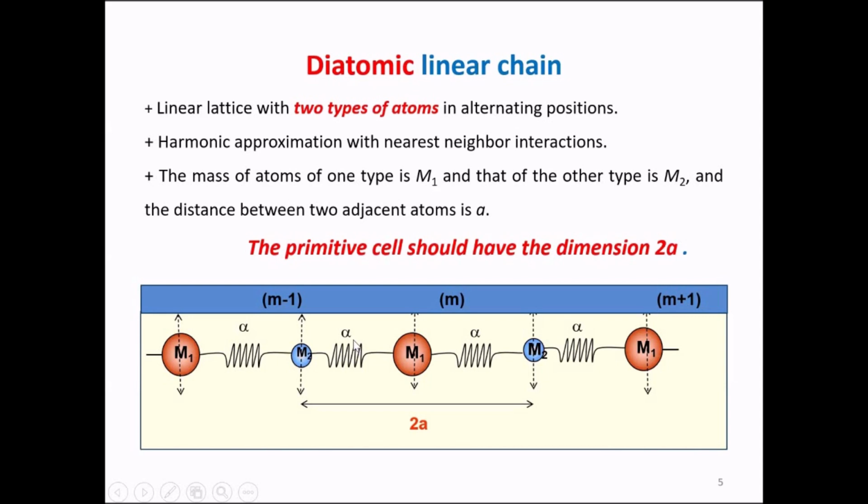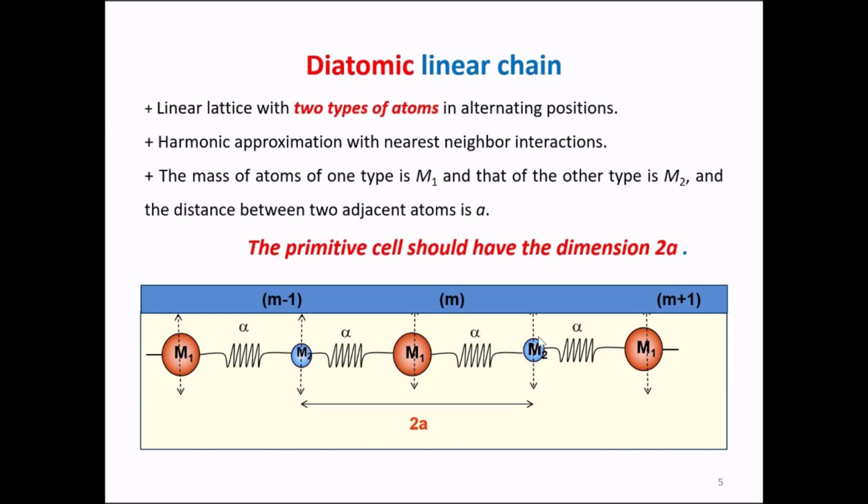Some students might ask, what happens if the atoms have the same mass but different force constants? The answer is, it is okay. And in the problem, you will resolve that problem. The diatomic chain may also have atoms with the same mass but different force constants. It's a similar problem, and here we have a similar result.